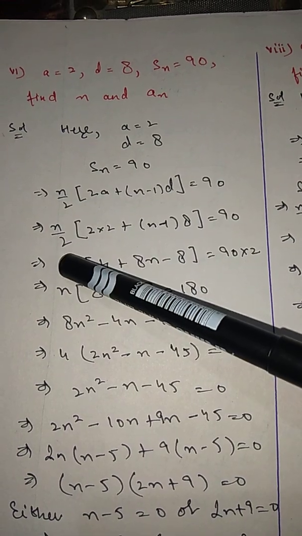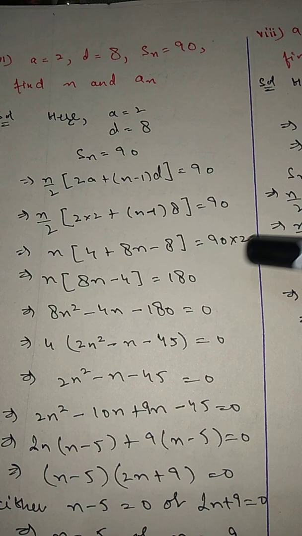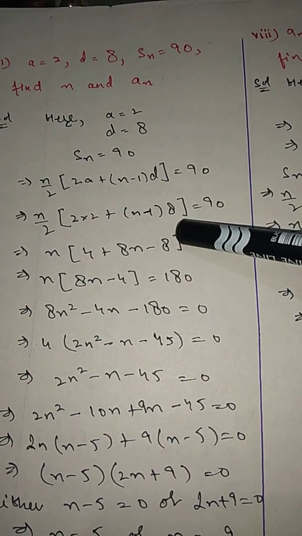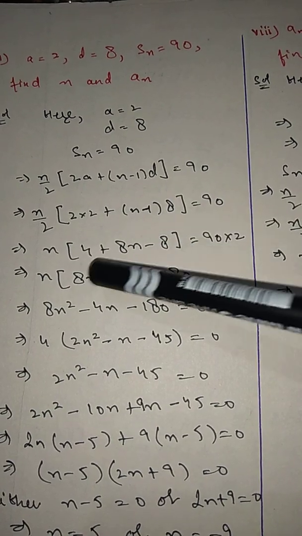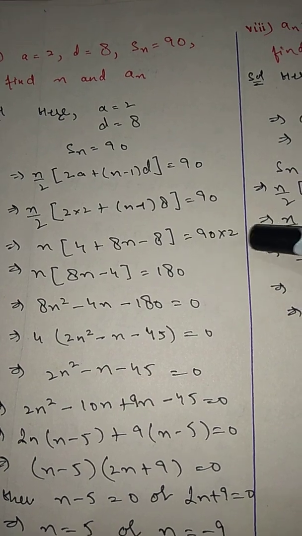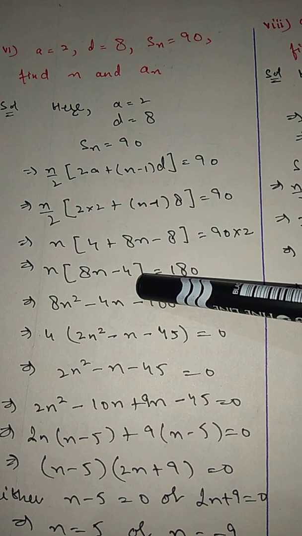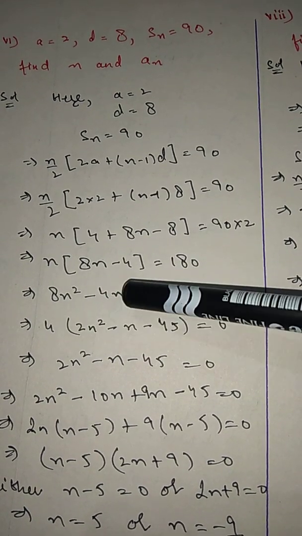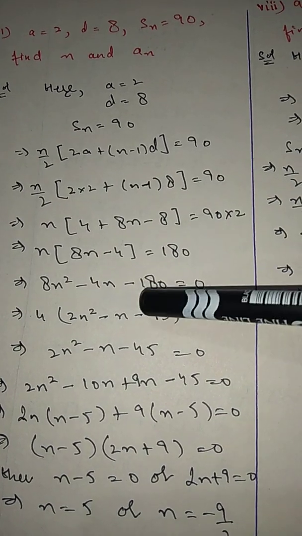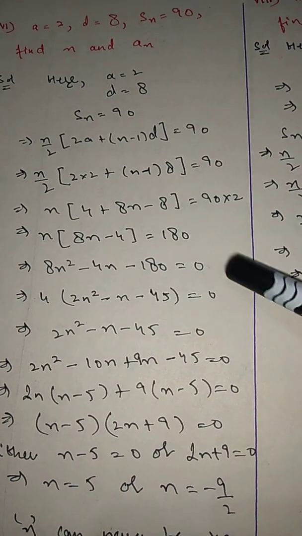So n upon 2, when we transpose to the RHS, it becomes 90 multiplied by 2. Value of a is 2, value of d is 8. After putting these values, we get n into 4 plus 8n minus 8 is equal to 90 into 2. So it's n into 8n, 4 minus 8 gives minus 4. That is 8n square minus 4n is equal to 180. When we transpose 180 to the LHS, it becomes minus 180. So it is 8n square minus 4n minus 180 is equal to 0.